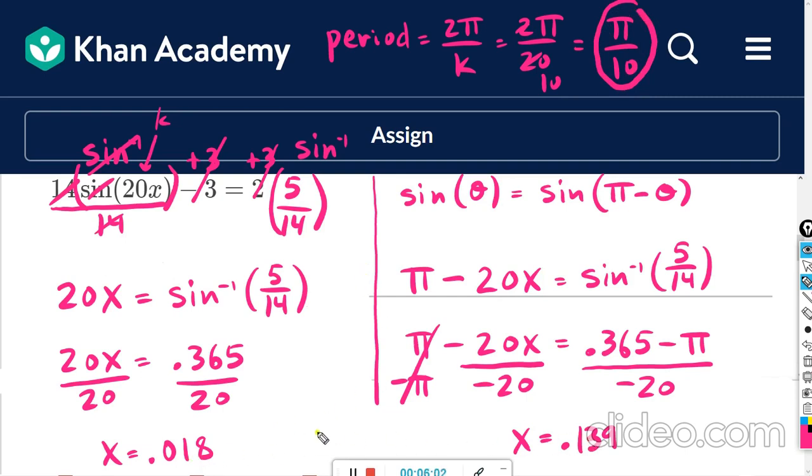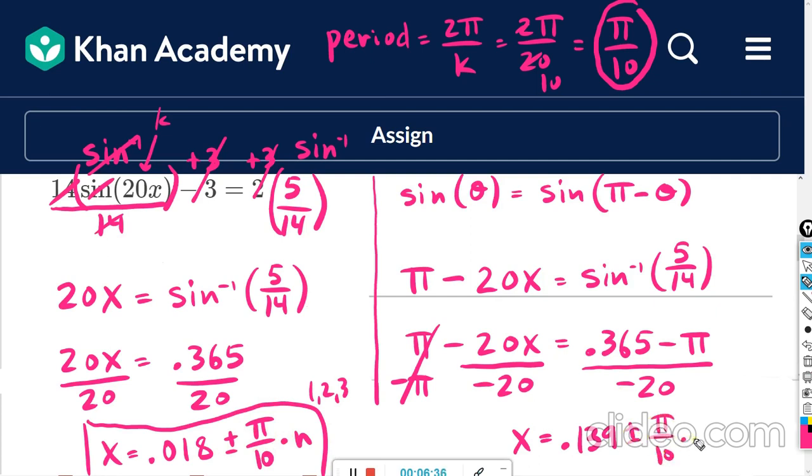So these two answers actually repeat every multiple of pi over 10. So we can say plus or minus pi over 10 times n. And n is just going to be the number 1, 2, 3, because the answer repeats every multiple of pi over 10. So you do this same thing on the other solution. Plus or minus pi over 10 times n.